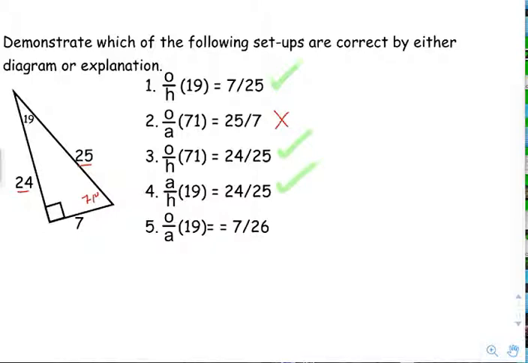And then, of course, O over A at 19. So you're across and then touching. You're across from 7, touching 24. There is not even a 26 in this entire problem, so that is obviously wrong. Okay.